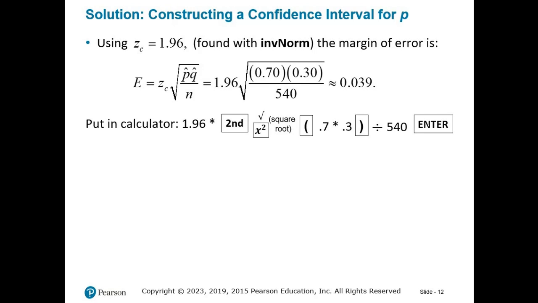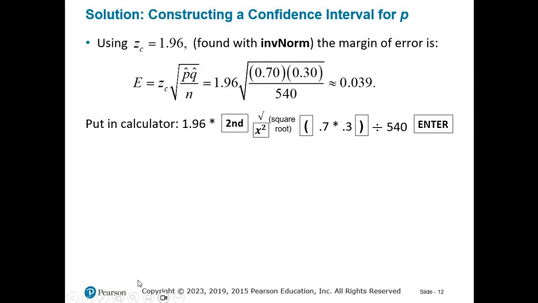Here's how I would enter this into the calculator. I'd input 1.96, then the multiplication button, then the second button, then the little x squared button, which has the square root above it, then open parentheses, then 0.7, then multiplication button, then 0.3, then close parentheses, then the division symbol, then 540, then enter. Basically, I put parentheses around my numerator within the square root sign. Okay, so my result was 0.039.